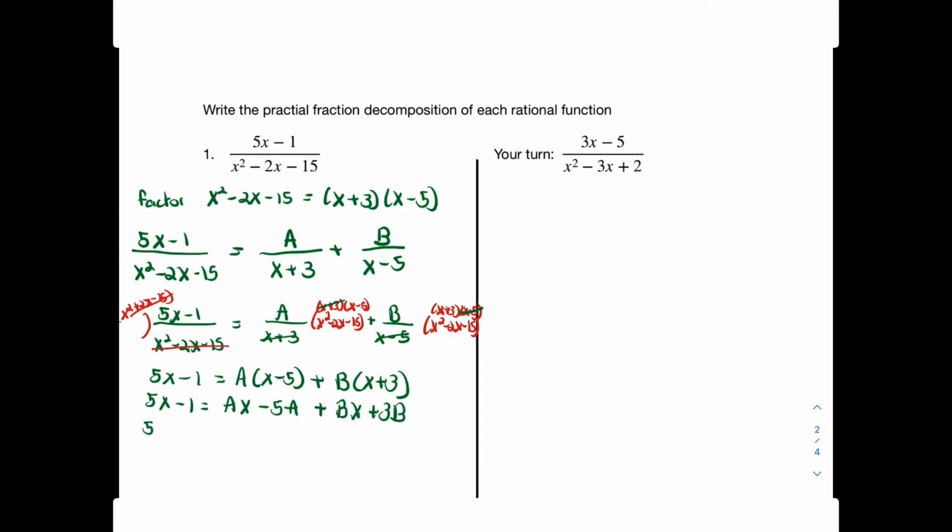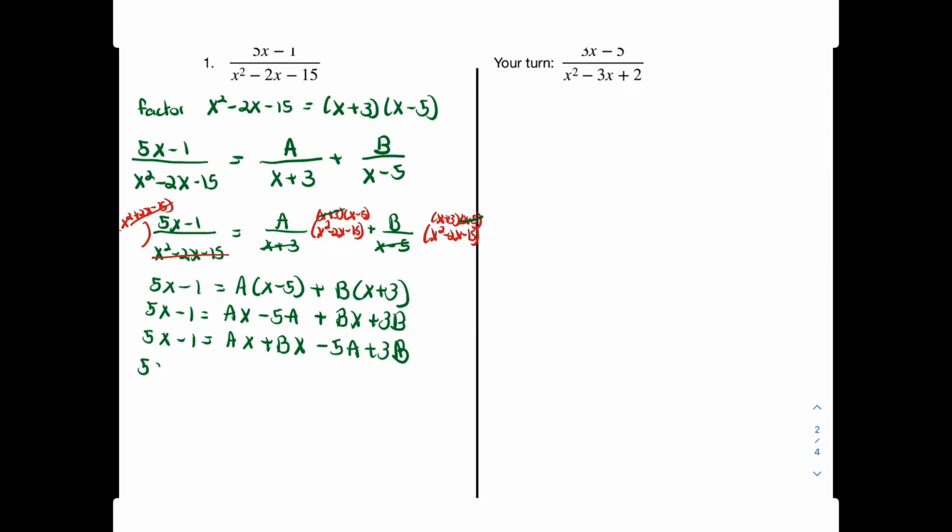Now let's group our like terms together. I'm only working on the right-hand side. So Ax and Bx are like terms, and then negative 5A, which is some constant, plus 3B, which is another constant, are like terms. Then to make it easier to see, I'm going to take the GCF of x out of this first term. So my coefficient of the x term is A plus B. The constant term is negative 5A plus 3B.